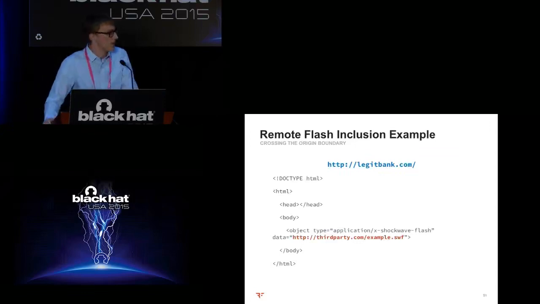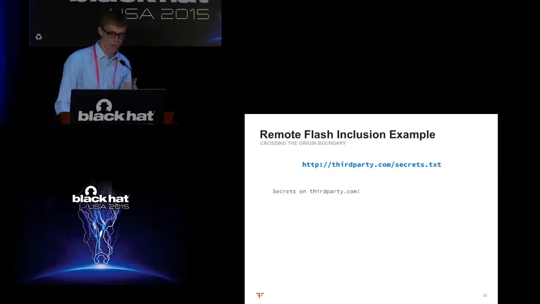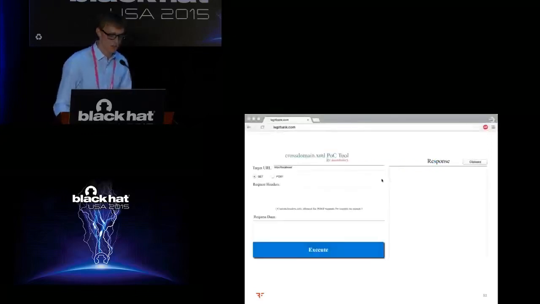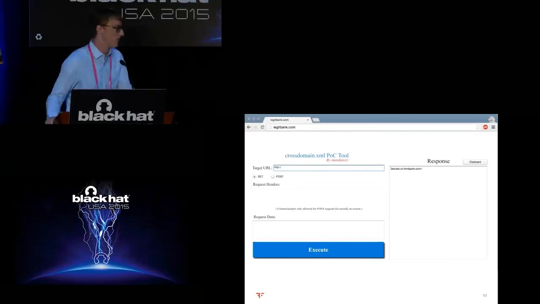Flash turns this on its head. Now, we have a SWF that we're embedding from thirdparty.com on legitbank.com. In order to show that this is executing in the context of the third party, we have a secrets.txt file that we've hosted on this site. So now, we've got a short little video here, and we use the cross-domain proof of concept tool we talked about earlier, and we enter the URL for this secrets.txt file that's hosted on the third party. And of course, when we actually make this request, this is perfectly fine, because this Flash application is executing in the context of the third party, not of legitbank. So that succeeds just fine.